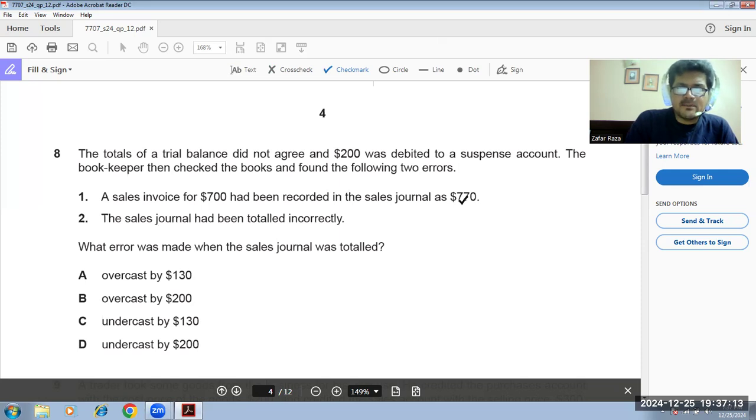Now both the errors: the sales invoice was overcasted and incorrectly added. It means both the errors definitely belong to the sales account. And it means the sales journal was overcast by 200. So option B should be the answer.